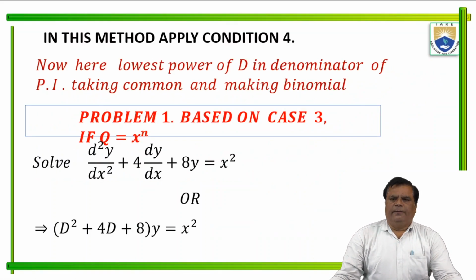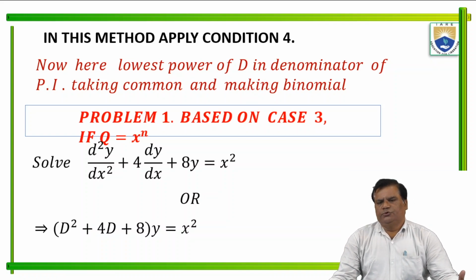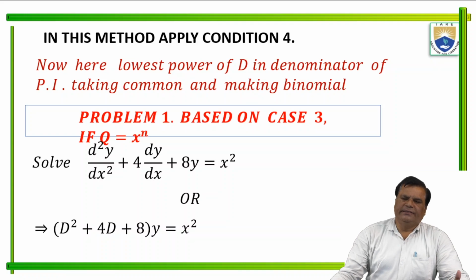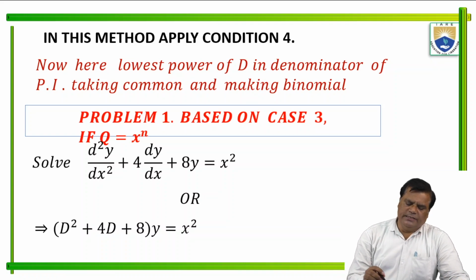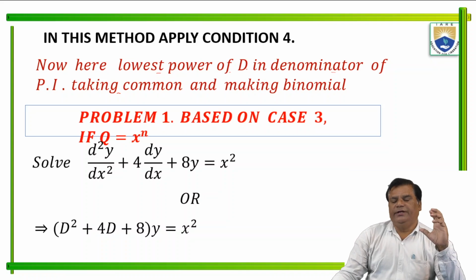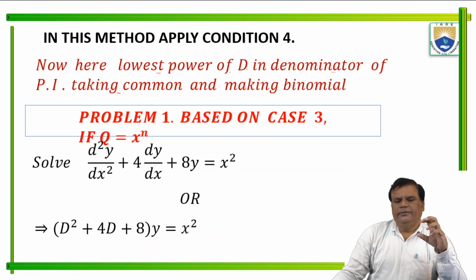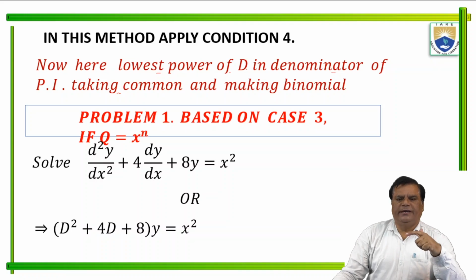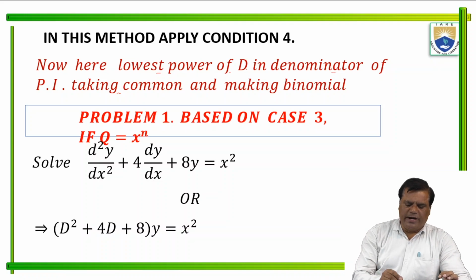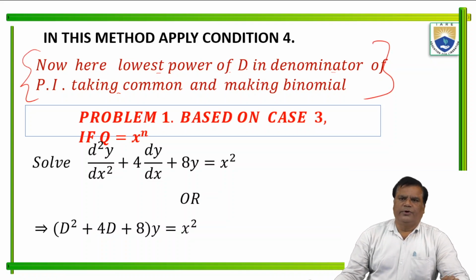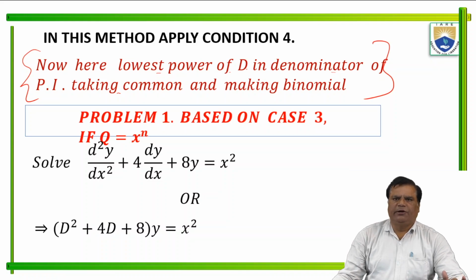In this method, apply condition 4. So what condition do we apply here? I am writing the condition. Take the lowest power of D in the denominator of PI common. If we find out the particular integral, then we take the lowest power of D in the denominator of PI common and make a binomial. So basically this point is very important to find the PI, the particular integral.